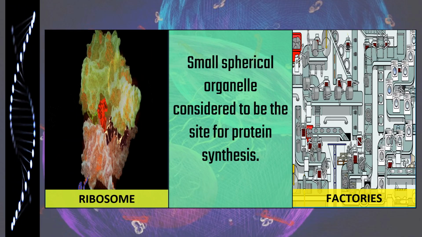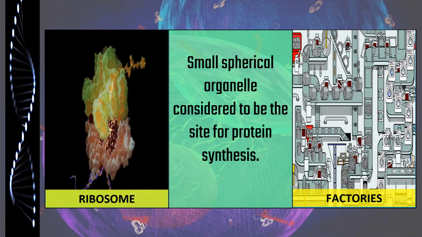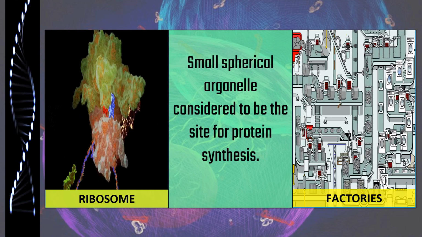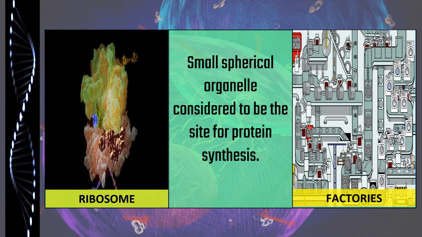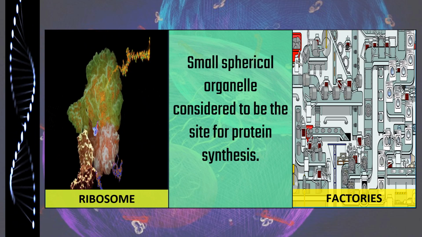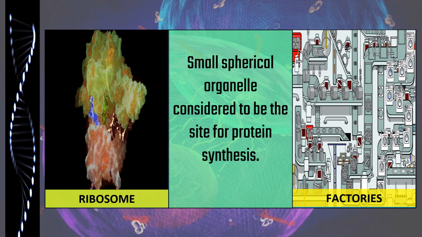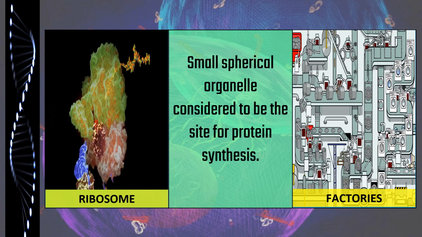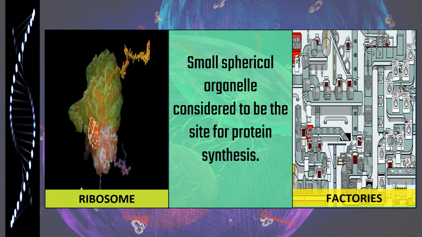Proteins synthesized from attached ribosomes are released as enzymes. Proteins from free ribosomes are for use within the cell. It is like a factory that produces the goods that are necessary for organism survival. Both prokaryotic and eukaryotic cells have ribosomes.